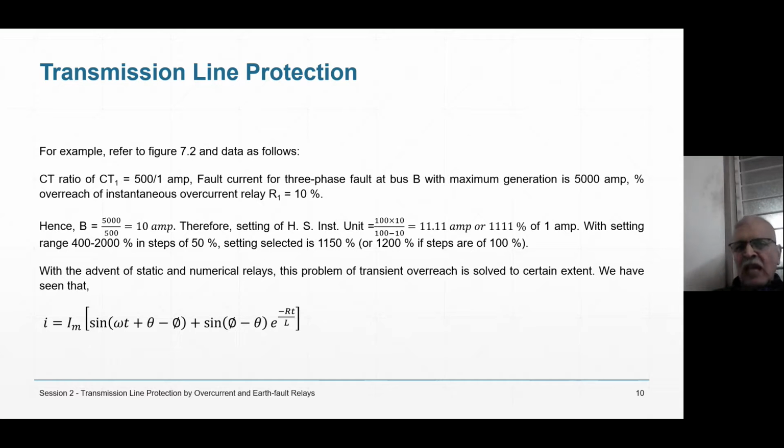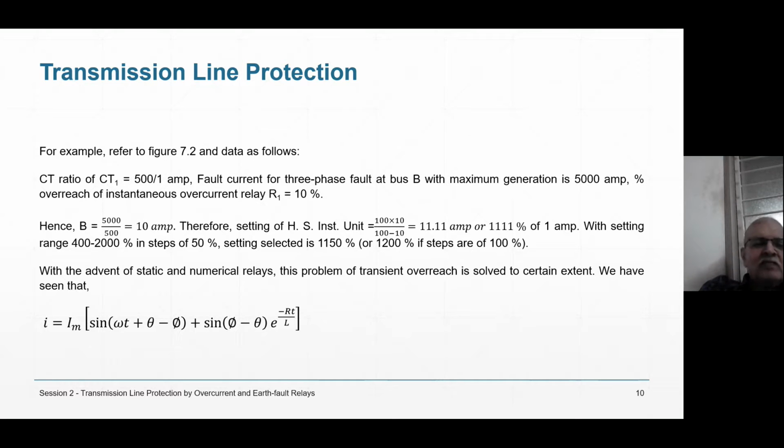You have to go ahead. You see, you cannot go less, because if you go less, you are going towards bus B. So you have to go towards bus A. That means you will set the relay instantaneous overcurrent 1150 percentage of 1 ampere or 1150 percentage of relay rating. This is what you will do.